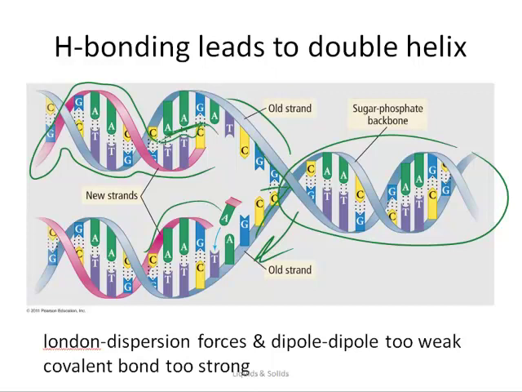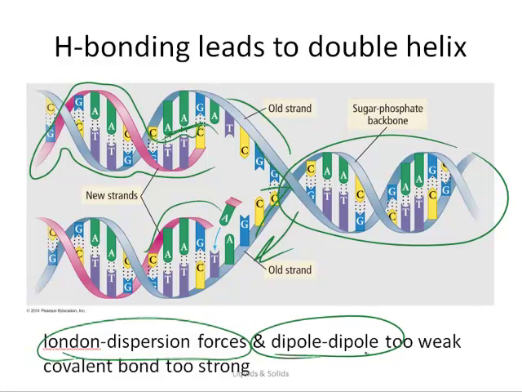Okay? It turns out that if London dispersion forces is what held the nucleotides together, the interactions would be too weak in aqueous solutions and we wouldn't have a double helix. Same thing for dipole-dipole interactions. They're just too weak to hold the DNA in a double helix conformation in aqueous solutions. If they were kept together by covalent bonds, that would be too strong for enzymes to peel off the 2 strands of DNA. It just so happens that hydrogen bonding is just right, and that's what keeps this mechanism working.